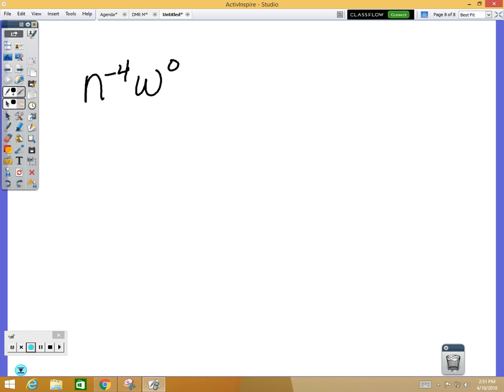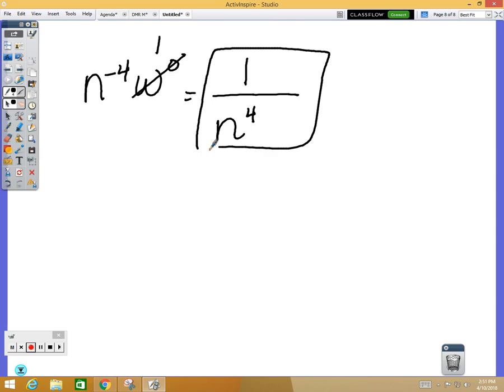What could we do here? So first of all, let's focus on the n. Where's that going to go? Down low. Going to go downstairs. So it's going to become n to the positive 4th power. What's going to happen with my w to the 0 power? It's going to turn into a 1. So I don't want to see a w anywhere over here in your answer. W is gone. Okay? So the n to the negative 4th became n to the positive 4th downstairs, and the w to the 0 just became a 1. Not w to the 1, just 1. Is that okay? All right.